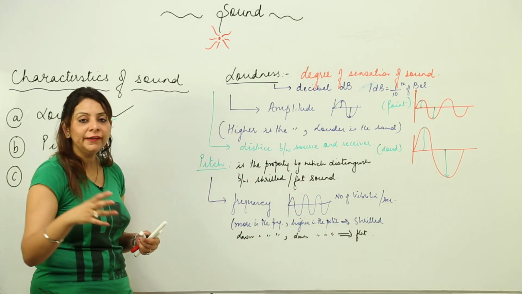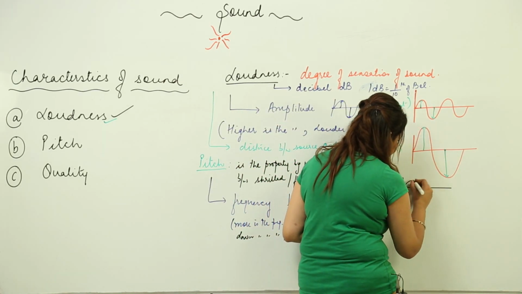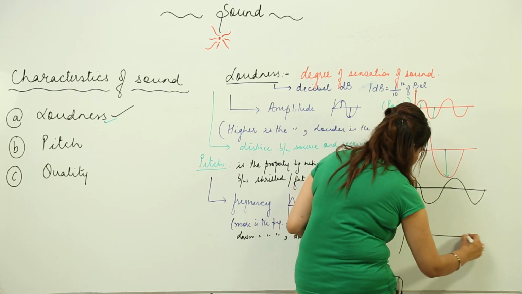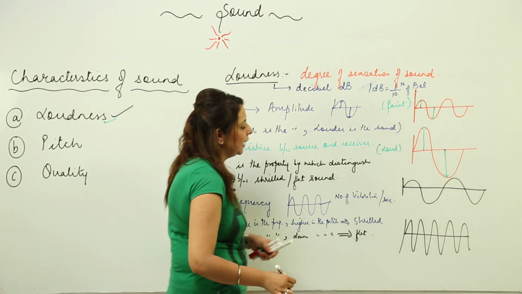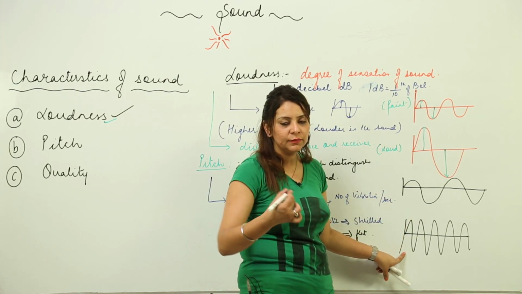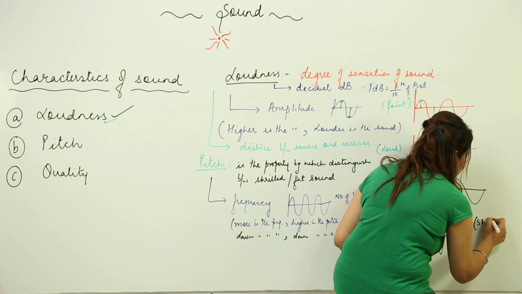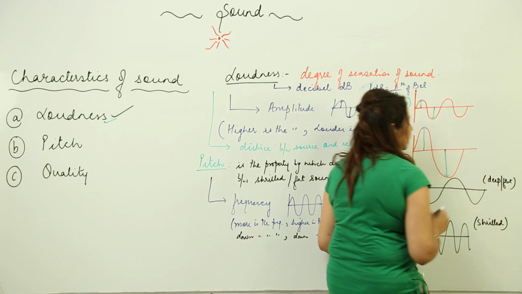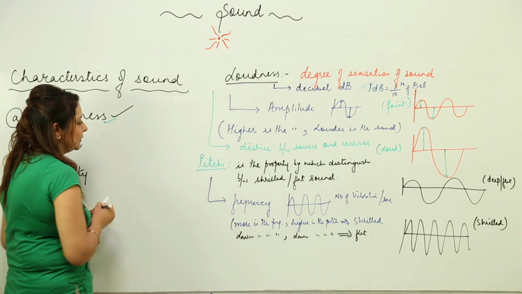So if somebody asks you to plot a graph for a shrill voice or a flat voice, how can we show it? Suppose I have a graph like this, and I have one graph like this. Here you can make out that the frequency is less, and here the frequency per second is more. So this is a graph for a shrill voice, that means a sharp voice, and this is a graph for the deep or flat sound. So this is how you can distinguish the second property, that is the pitch.